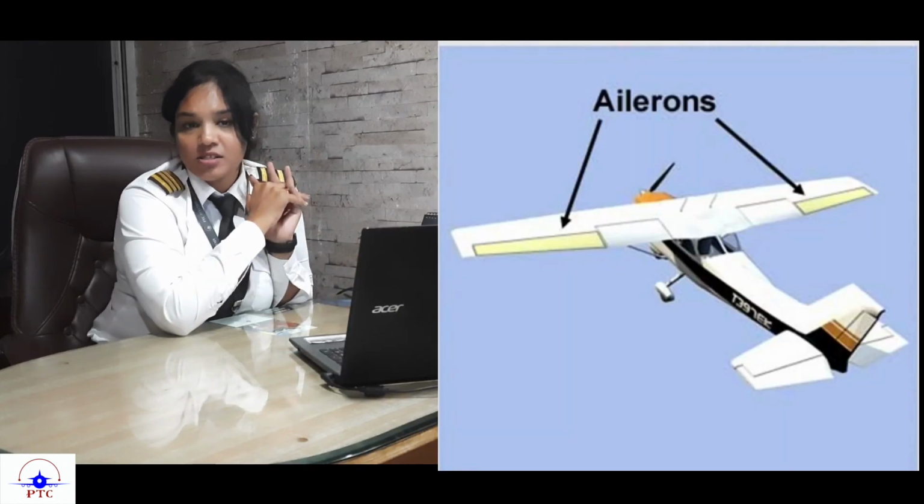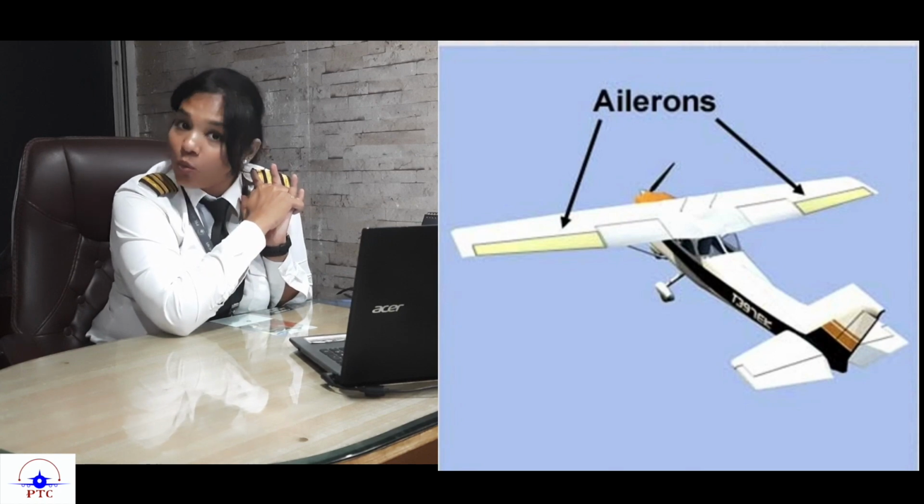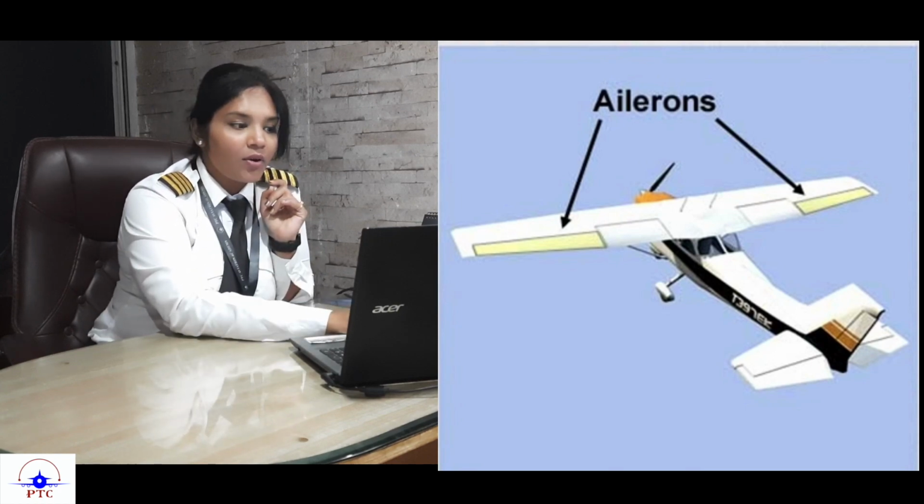Okay, so if you see this picture, you will see that the ailerons are the ones which are present in the wings of the aircraft. Okay, and the rudder and elevator are in this, like I said before, vertical and horizontal stabilizer. Now, before we get into the control surfaces, let's get some terminologies right.